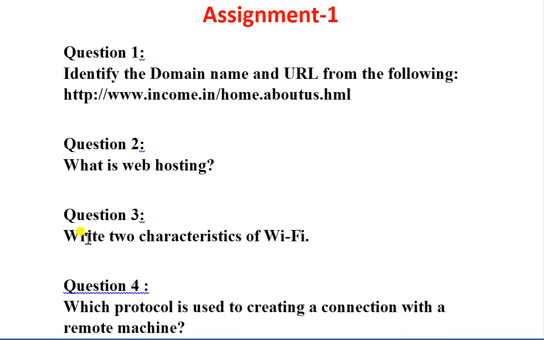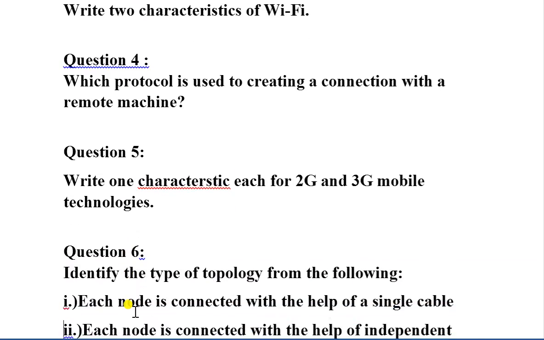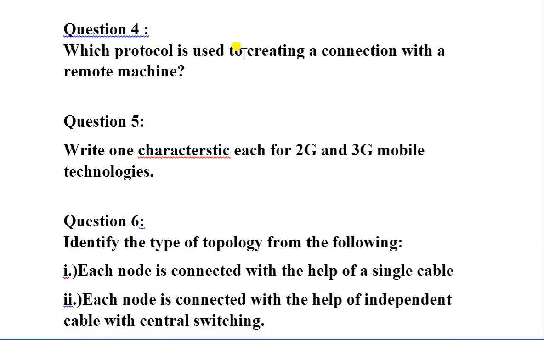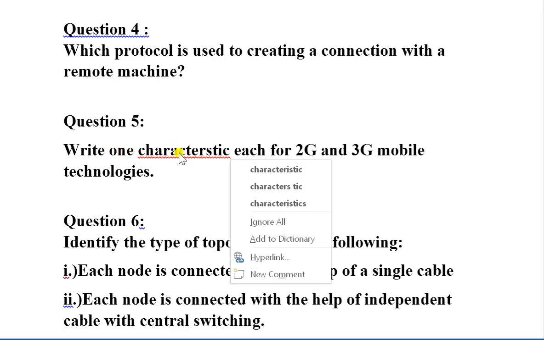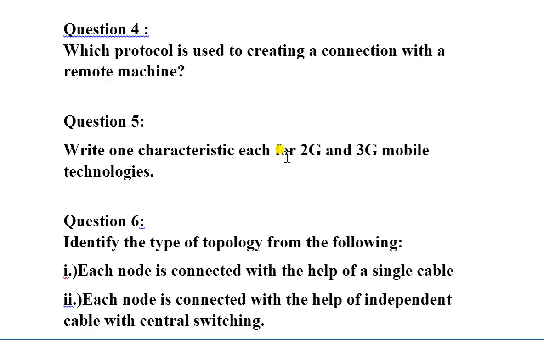Question number 3. Write two characteristics of Wi-Fi. Question number 4. Which protocol is used for creating a connection with a remote machine? Question number 5. Write one characteristic each for 2G and 3G mobile technologies.